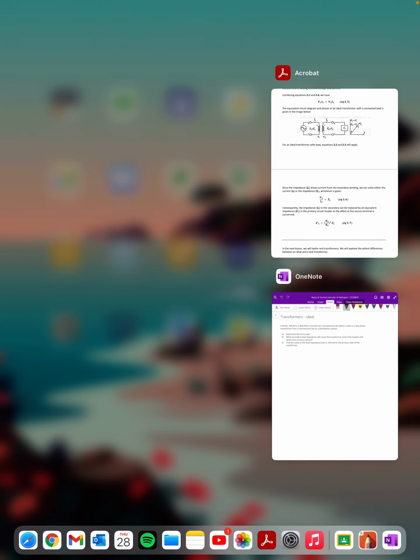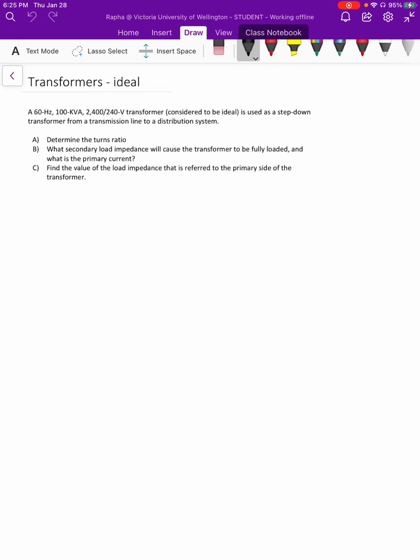But now let's move on to an example. So naa tay isa ka example diri. A 60 Hz 100 kVA 2400 to 240 volt transformer is used as a step-down transformer from a transmission line to a distribution system. So, number one, letter A, determine the turns ratio. B, what secondary load impedance will cause the transformer to be fully loaded, and what is the primary current? C is find the value of the load impedance that is referred to the primary side of the transformer.